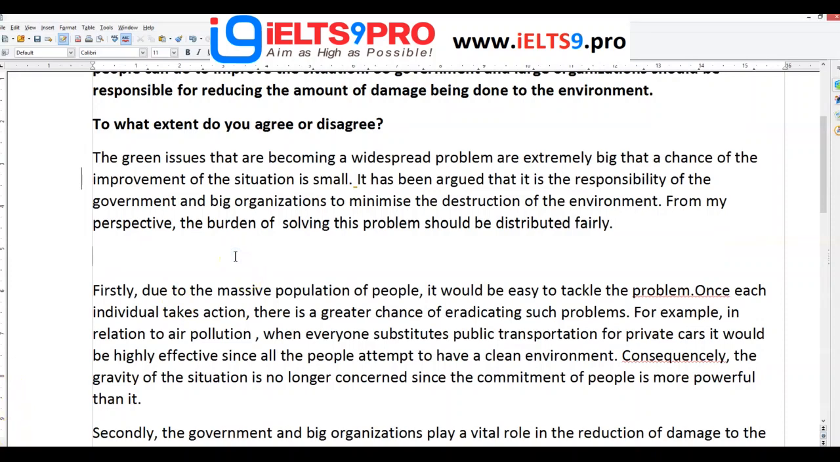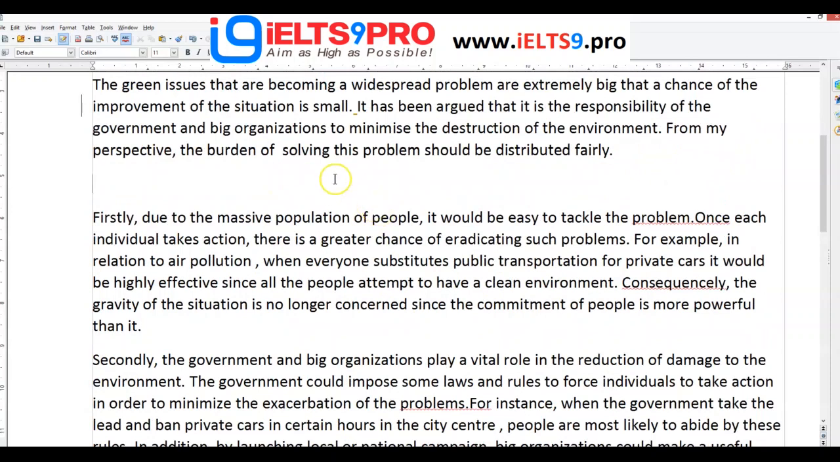Right, so the green issues that are becoming a widespread problem are extremely big, or are so extreme, or are so large that the chance of the improvement of the situation is small. As I mentioned before in that other video, green issues is not specifically a problem, but I would be sure to include that. Problems, extremely big, it's the responsibility of government, structure there. Okay, so not so bad so far.